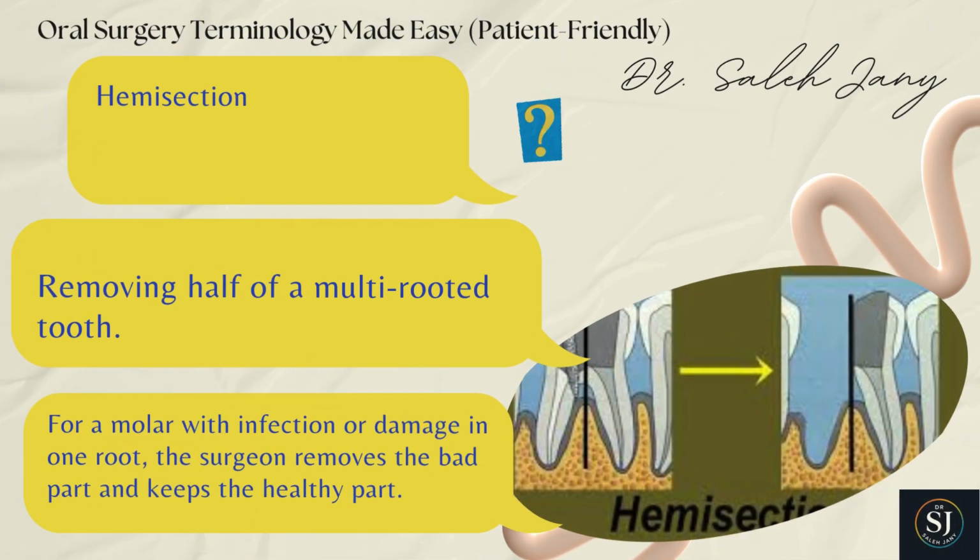Hemisection. What it means: removing half of a multi-rooted tooth. Explanation: for a molar with infection or damage in one root, the surgeon removes the bad part and keeps the healthy part.